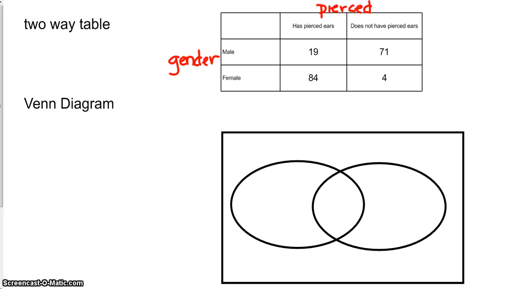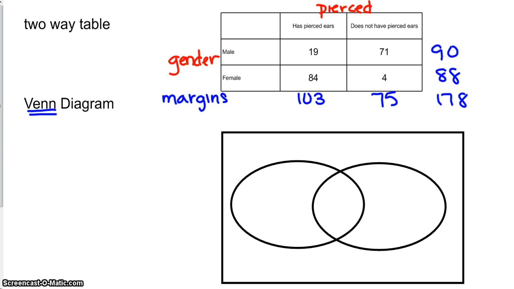One of the things, again, two-way tables, talked about them earlier. Always fill in your margins. So I'm going to fill in this margin, and make sure that when I get my totals that they add up. So what do I got here? 90, 88. That's going to be the first thing.